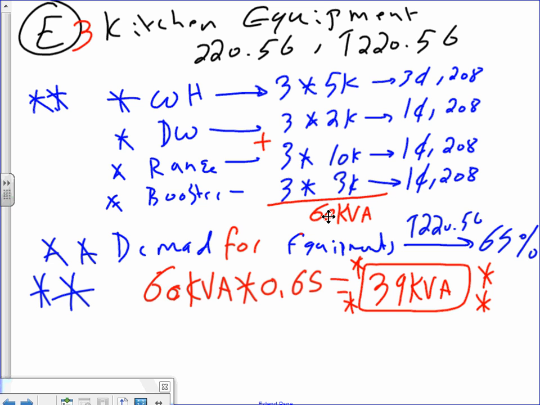Okay, here's the question for all of you now. 39 kVA, which panel is going to be seeing that 39 kVA?